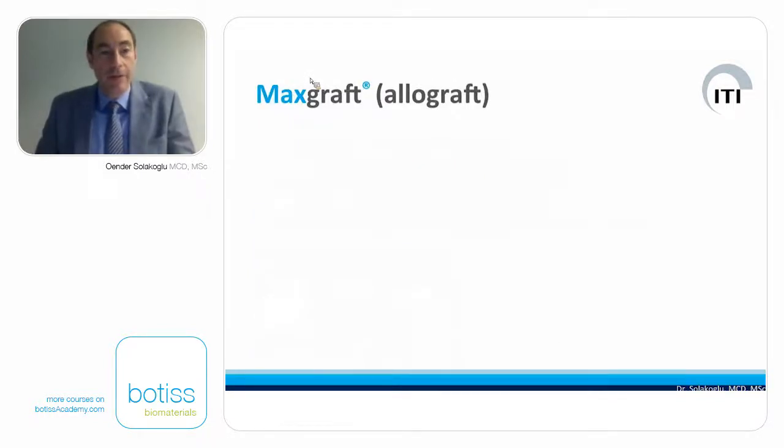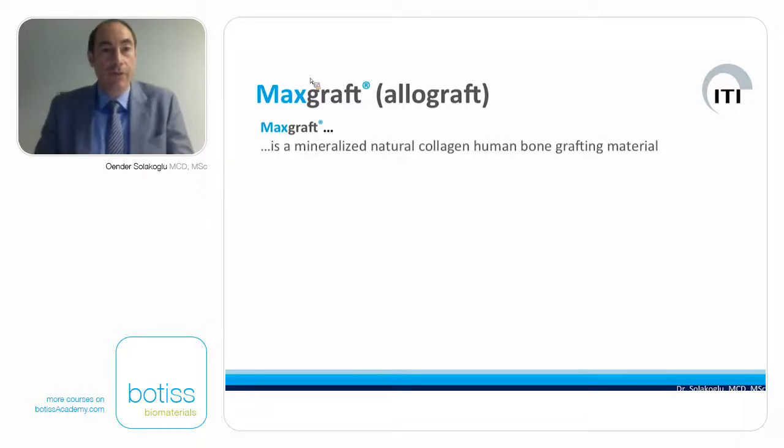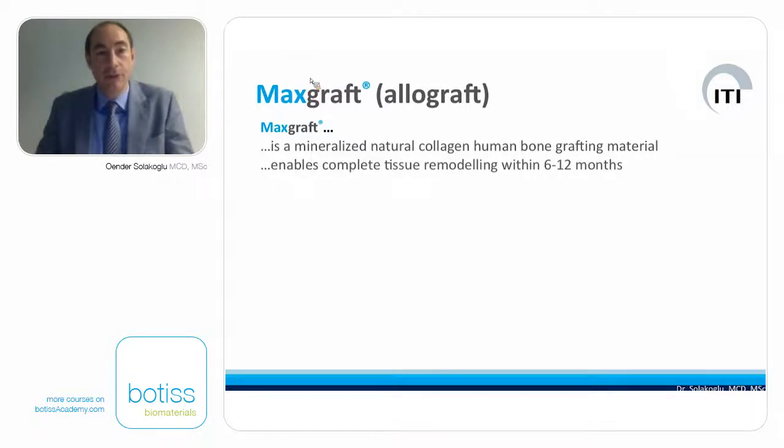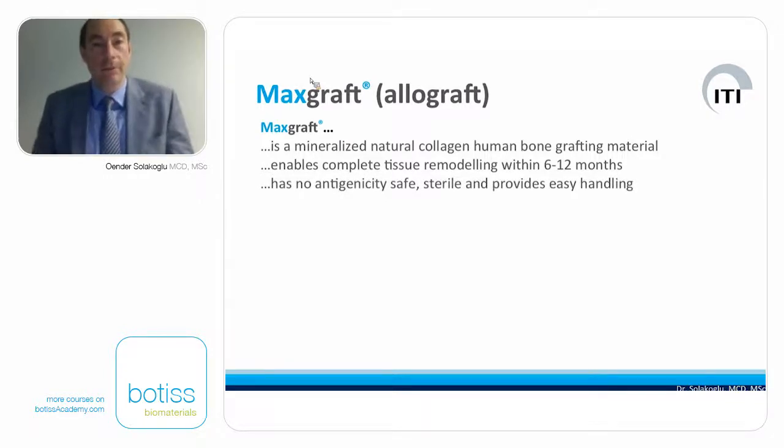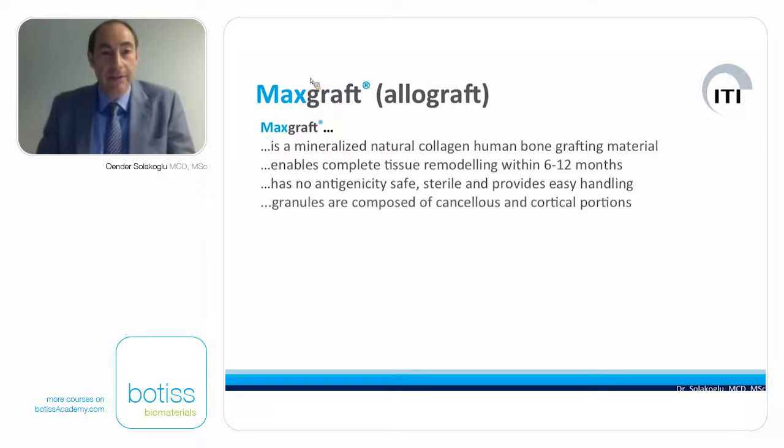The Max graft is a bone allograft material, a mineralized natural collagen human bone grafting material which is harvested from living donors. It enables complete tissue remodeling within 6 to 12 months, as we will see later on during histologic evaluation, and it has no antigenicity, is safe, sterile, and has also very easy handling.